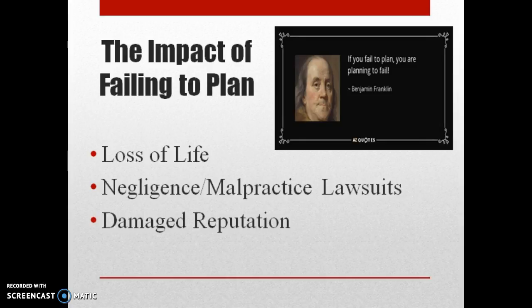So the impact of failing to plan, again, could be literally the loss of life, negligence, malpractice lawsuits, and of course a damaged reputation. So let's do everything that we can to plan for success.